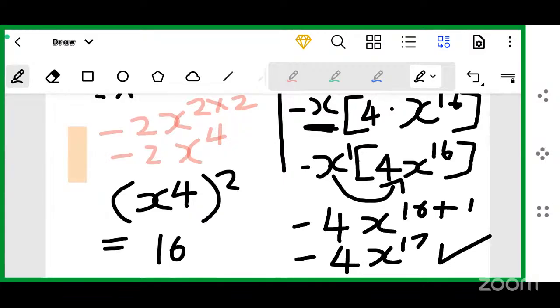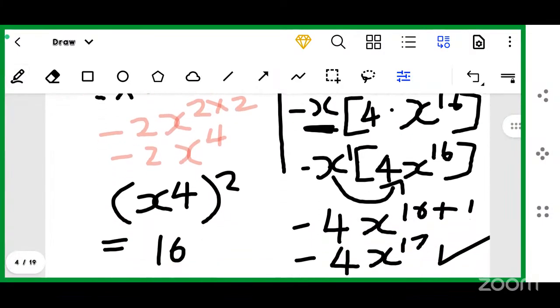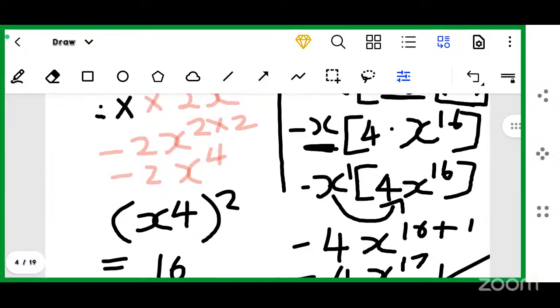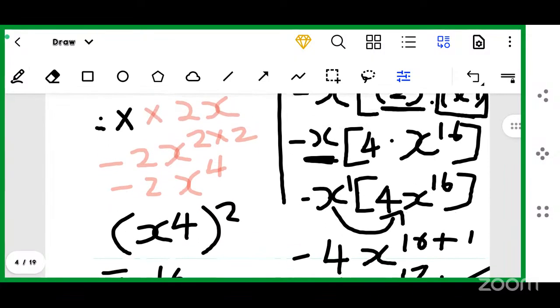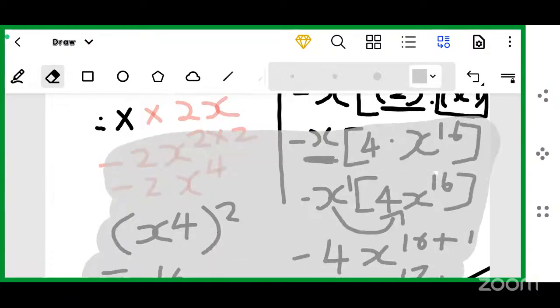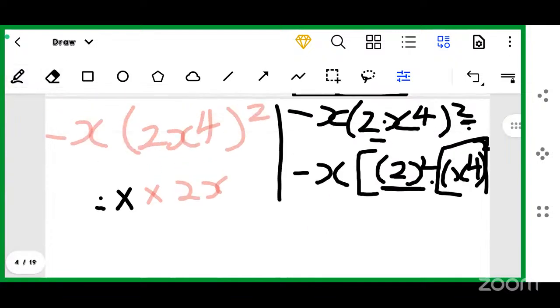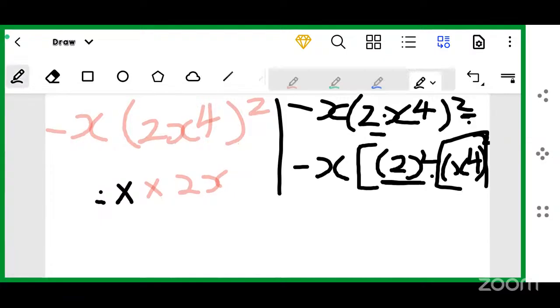Are we okay with this part? Or you want me to repeat some? Ma'am, can you repeat? Okay, all right. So let me just clear this part so that we can have a bigger space.